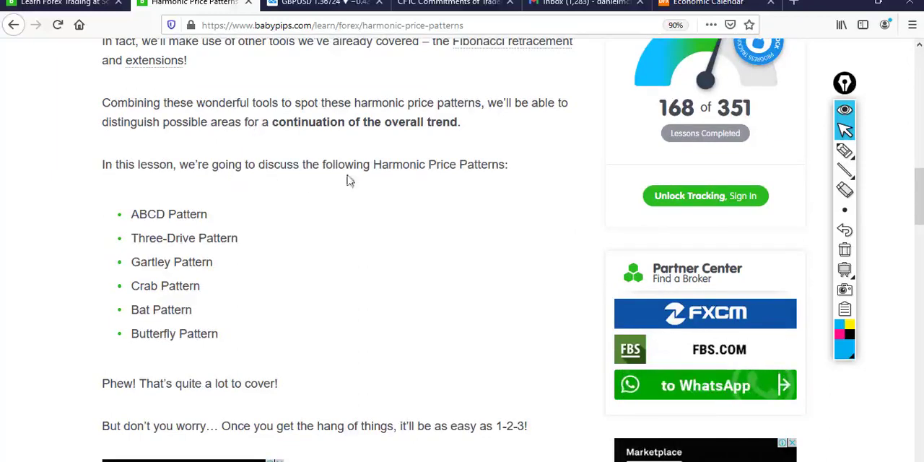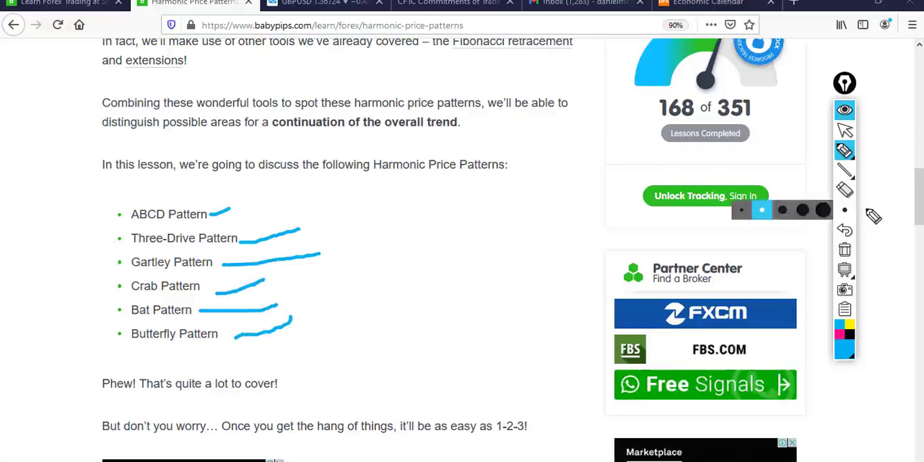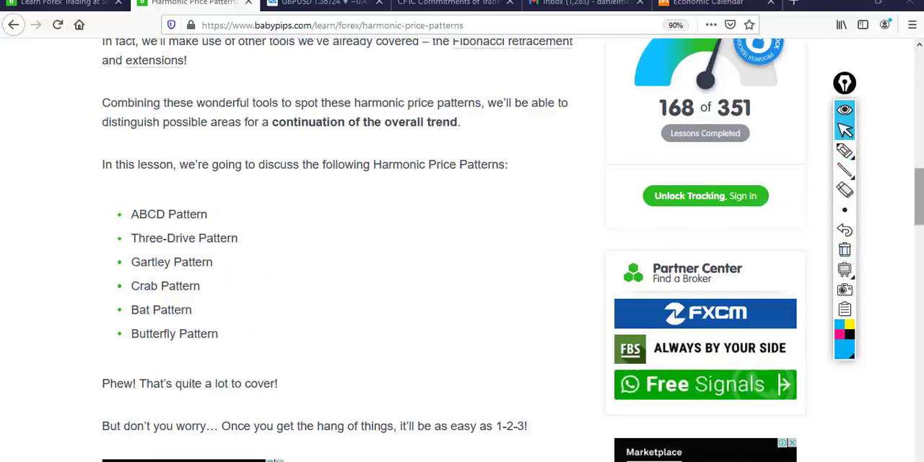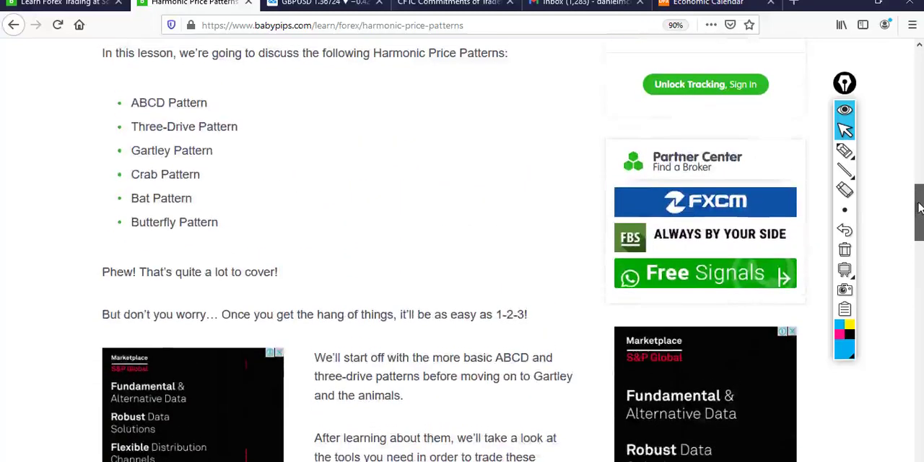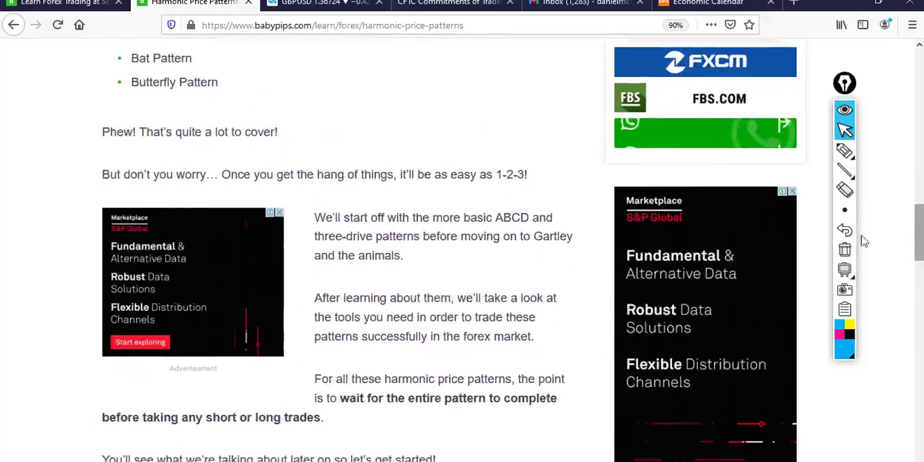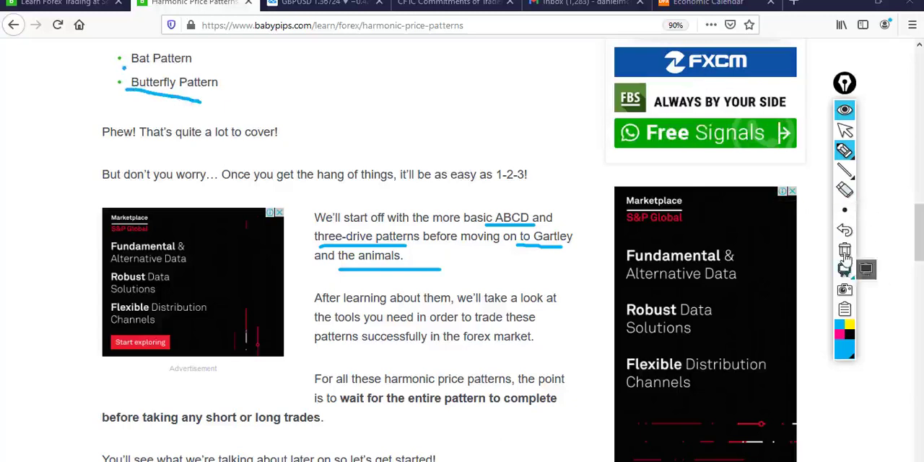In this lesson, I'm going to discuss the following harmonic patterns. First in the list is the ABCD pattern, the 3 drive pattern, the Gartley pattern, the crab pattern, the bat pattern, and the butterfly pattern. All these are types of harmonic patterns that we are going to consider. So you don't have to worry. Once you know 1 or 2 of them, the rest will be very simple for you to follow, as easy as 1, 2, 3. We are going to begin with the ABCD pattern, then the 3 drive pattern, and then the Gartley pattern before we move on to the other animals like bat, butterfly, and what have you.